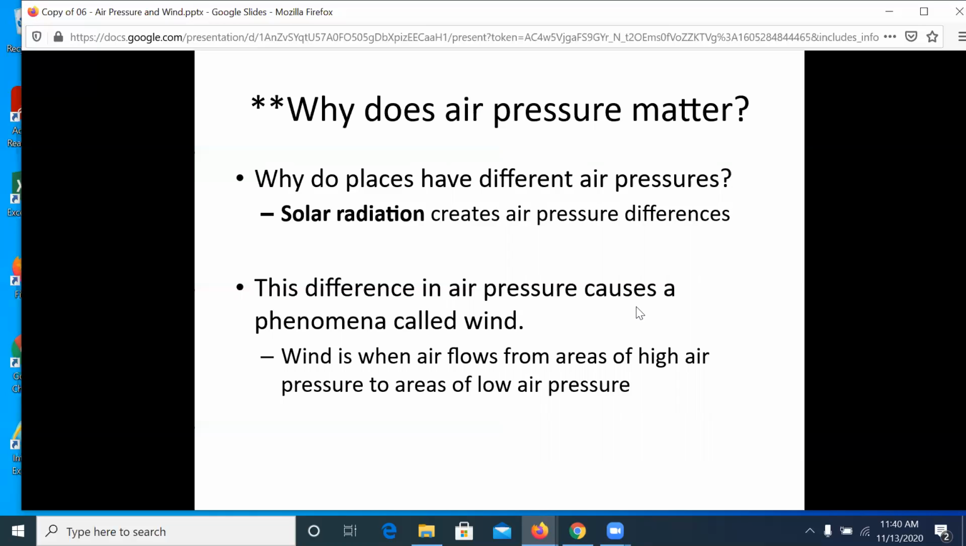Okay? Air that is warm expands and therefore is less dense and has lower pressure than colder air. Wind is the result of the air pressure and density differences caused by warm and cool air. Air flows from high pressure areas to low pressure areas, creating wind. Okay?